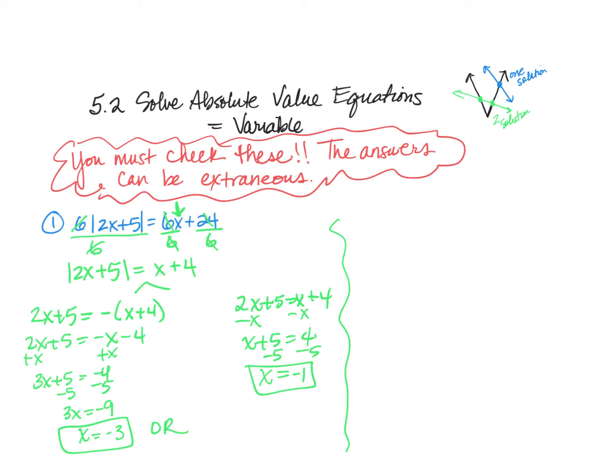Now, since we have two to check, we got to notate which one we're doing. So the first one I'm going to check is negative 3. All right, and I'm going to show my work. Go back to the original question. So I would do 6 times the absolute value of 2 times negative 3 plus 5, is it equal to 6 times negative 3 plus 24? All right, let's find out. So 6 times the absolute value, this is negative 6 plus 5.